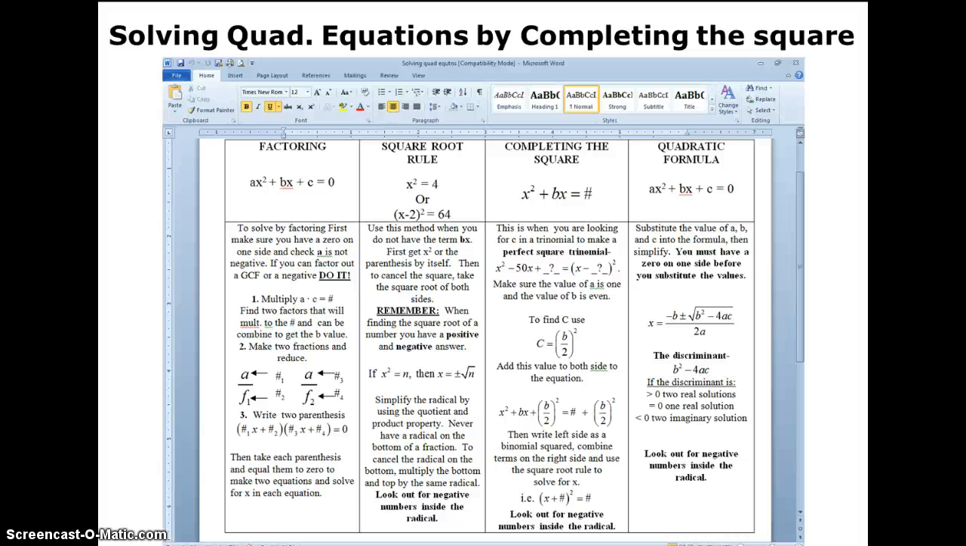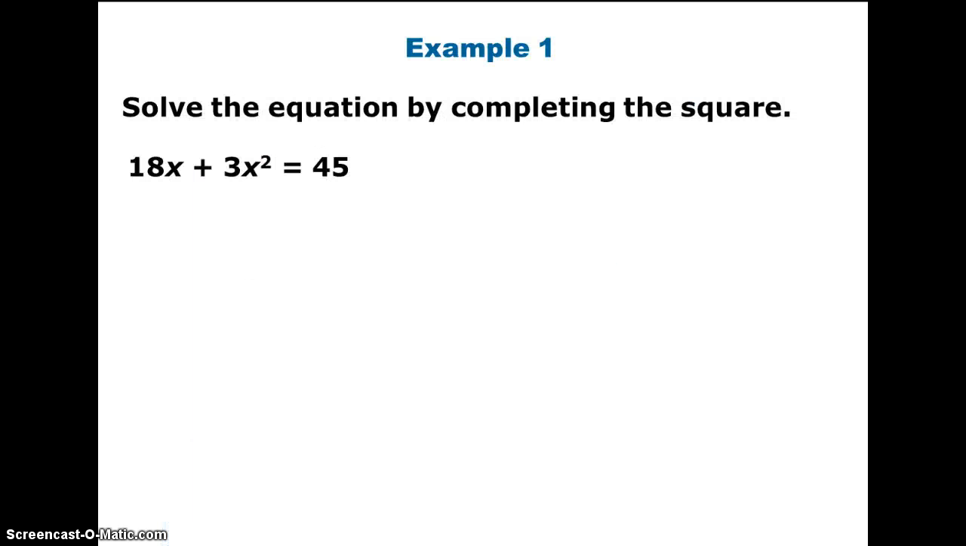Today we're going to look at how to solve a quadratic equation by completing the square. You can see the steps in the third column. You can pause the video and look at the steps, but I'm going to do a couple of those examples. Right, so the first example, you want to solve by completing the square.